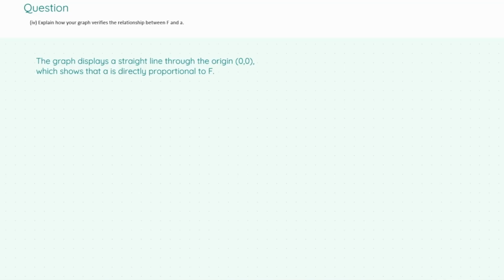So part 4 of this question is asking us to explain how your graph verifies the relationship between F and A, which of course is force and acceleration. So the graph displays a straight line through the origin, 0, 0, which shows that A is directly proportional to F. So you get 3 marks for saying that statement, which is short enough.